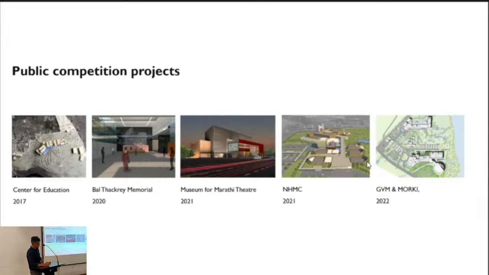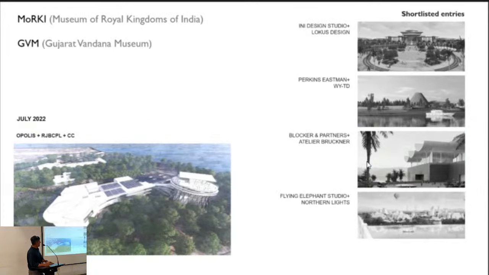And then came an opportunity in 22 for a competition for the Gujarat State Museum and a museum for the Royal Kingdoms in Gujarat. We were literally not going to participate, but our team said, let's do it one last time. And I think we ended up doing that. Ratan, we collaborated with RJBCPL. Smit is here, who's heading this project from Ratan's office. And again, there was Perkins Eastman here. There was INI Studio, Blocher and Blocher from Germany, and Flying Elephant and Gurjeet from Bangalore.